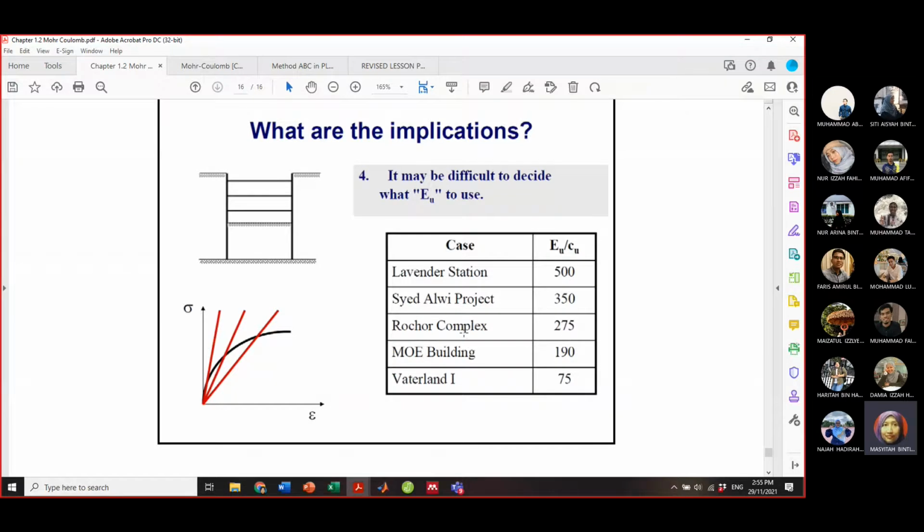So same goes to other project, contohnya Syed Alwi project, Roko complex. So this part also can be taken as your study lah. Contoh, you want to see the effect of the various Young modulus in undrained condition. For example, the application to the deep excavation retaining wall. You tengok dia punya kajian case.